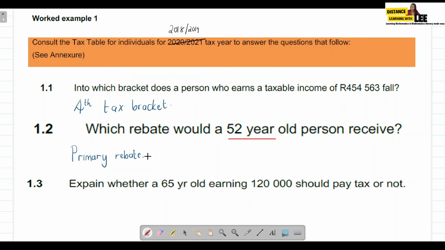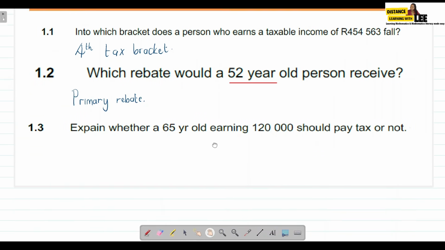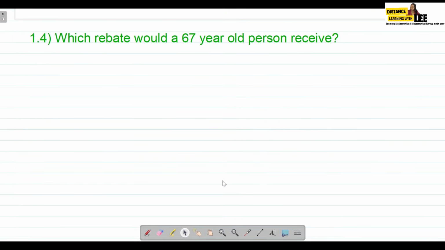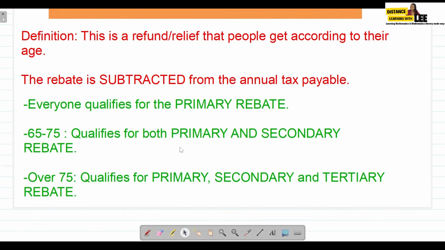rebate. Okay. Let me just add an additional question to help us better understand the concept of rebates. Let's say they asked you, which rebate would a 67-year-old person receive? Remember from the previous explanations, I explained that everyone qualifies for the primary rebate. So it doesn't matter if you're 65, 60, whatever, everyone qualifies for the primary rebate. So we already know that a 67-year-old would qualify for the primary rebate, right?